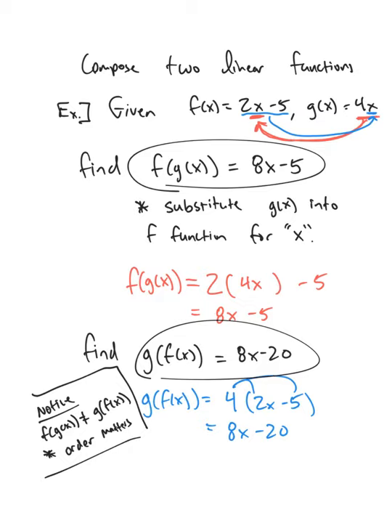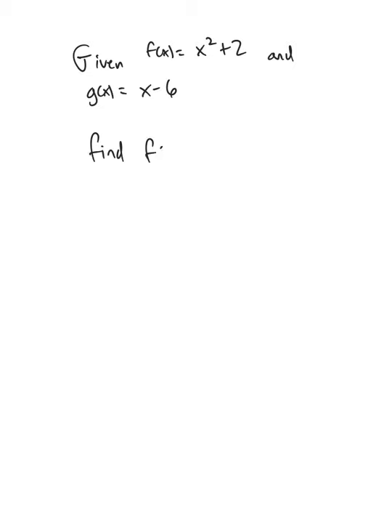And so I have one more example. Guys, sorry for the bell. Got one more example I want to do. This one's going to have a quadratic equation in it, so a quadratic function in it. So given f of x equals, quadratic x squared plus 2, and let's say g of x equals x minus 6. Let's find f of g of x.